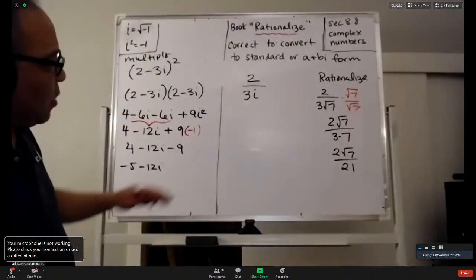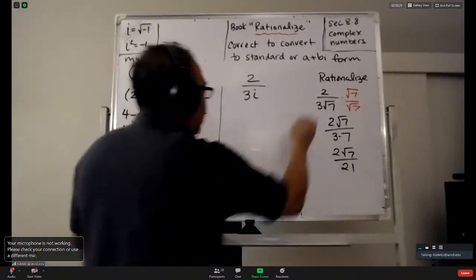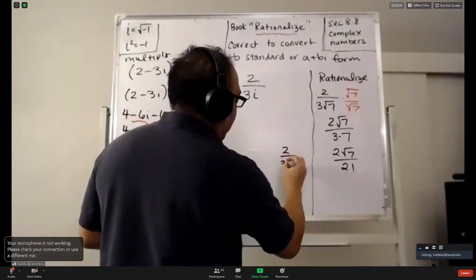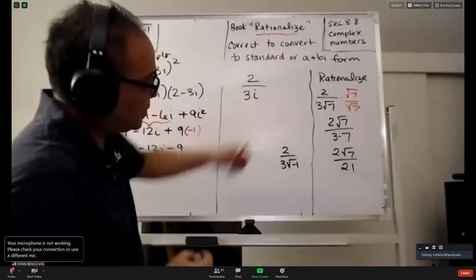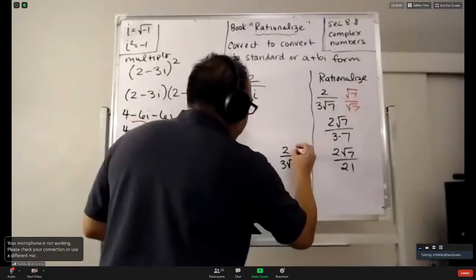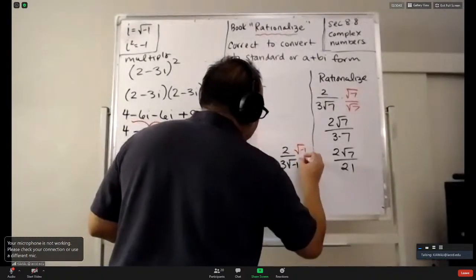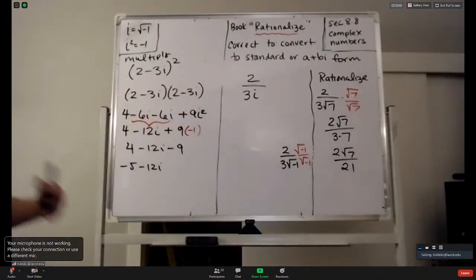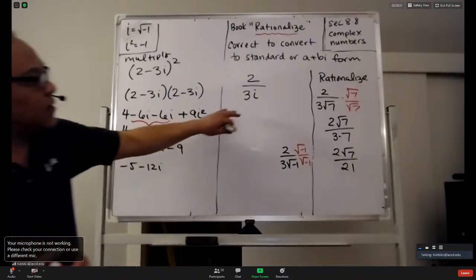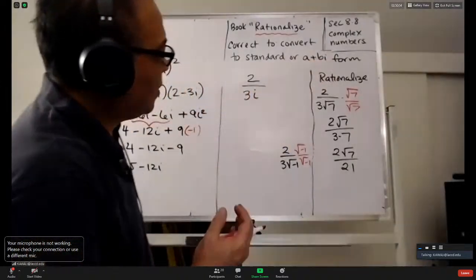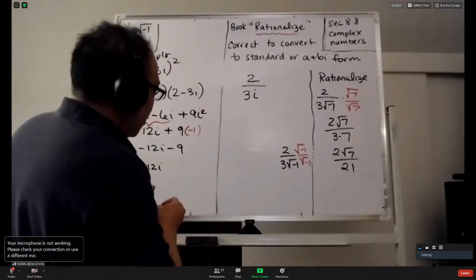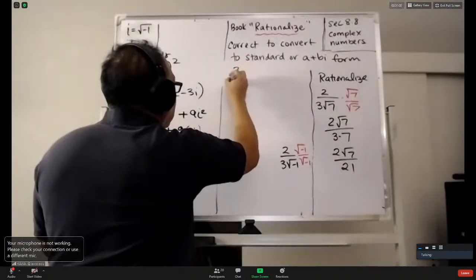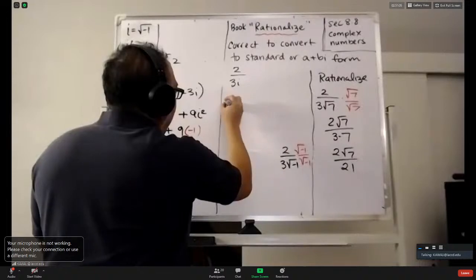Now, this problem is very much the same thing. If we were to use the same idea, we have 2 over 3 times the square root of -1, right? That's what i is. And what you want to do is multiply this by the square root of -1 over the square root of -1. That's why they're saying rationalize, but really that's not what you're trying to do. You're trying to convert it so the i is in the numerator. So what you do in this situation is multiply by i over i.